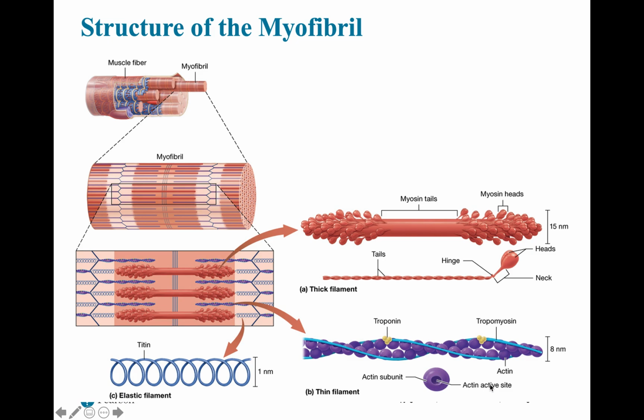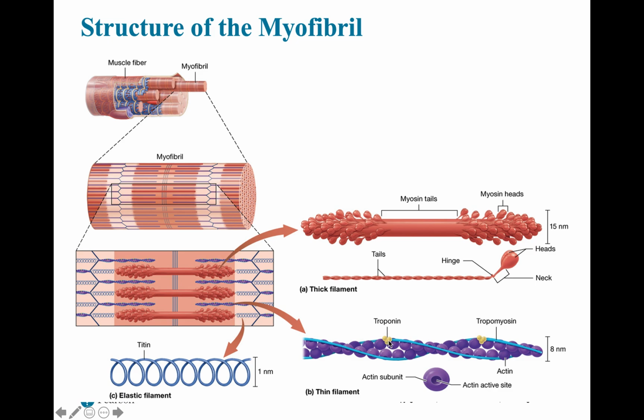This actin active site will be covered up by tropomyosin. So look, if you can look in here, all those little holes, those little divots are covered by tropomyosin when the skeletal muscle is relaxed. So if contraction is not happening, then tropomyosin covers these active sites. Myosin heads cannot attach if tropomyosin covers them.